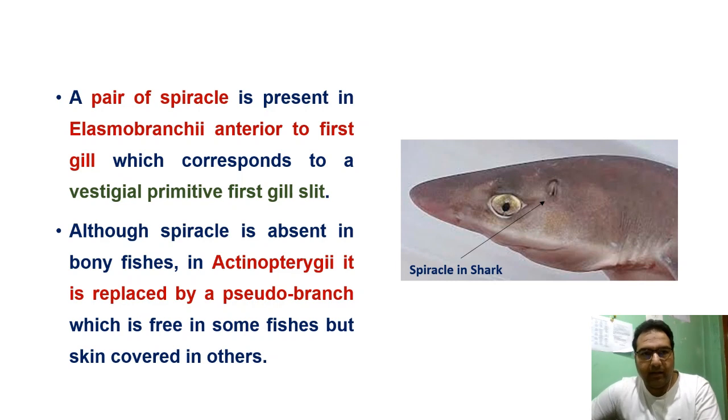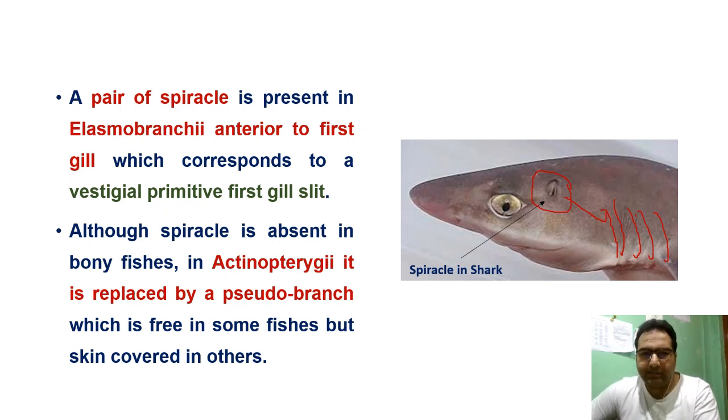Now, secondly, a pair of spiracles is present. I was talking about this spiracle. The pair of spiracles is present in elasmobranchs anterior to the first gill. For example, five gill slits are present here in this case. So this is present anterior to the first gill slit, and it corresponds to the vestigial first gill slit. This gill slit has become vestigial, and now it is the spiracle.